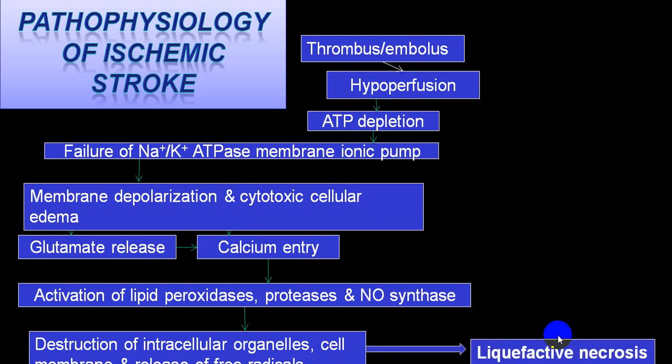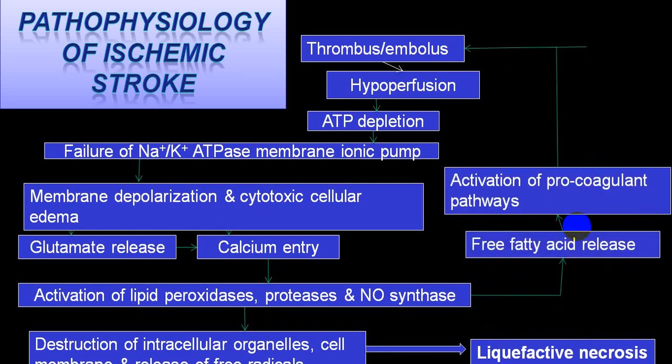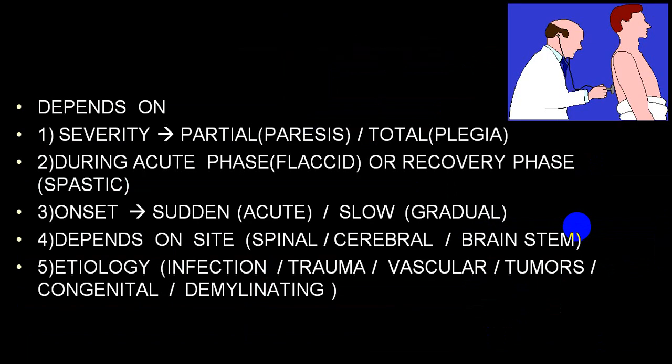And there will be a central necrotic core. Surrounding that necrotic core, you will have an area of ischemia we call the zone of penumbra, the ischemic zone, which is reversible still. Free fatty acid release and procoagulant activation will further take place. So, clinical symptoms and signs will depend upon the severity. So, it can be partial to total.